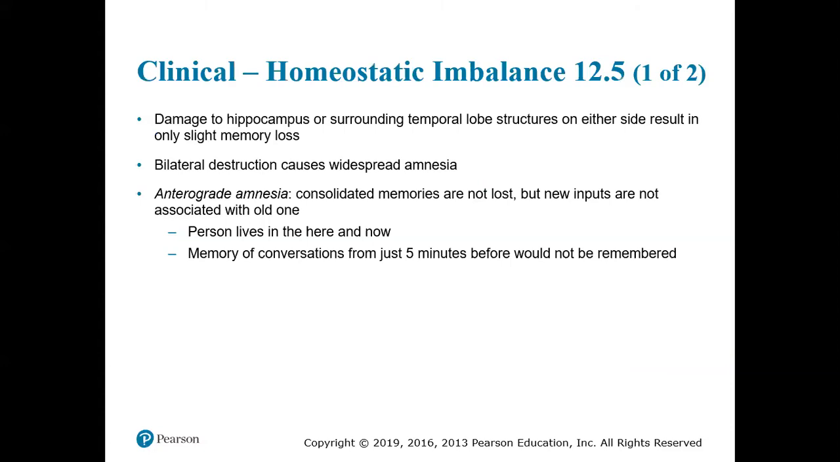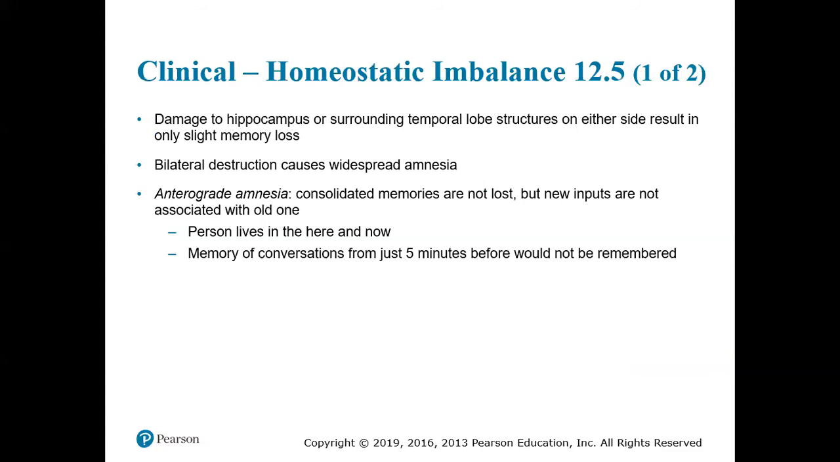Let's get into a little bit of the clinicals here. We're going to talk about damage to the hippocampus or surrounding temporal lobe structures on either side, resulting in memory loss. Bilateral destruction causes widespread amnesia. There are different types of amnesia. For example, anterograde amnesia: consolidated memories are not lost, but new inputs are not associated with the old ones. This is a type of amnesia.